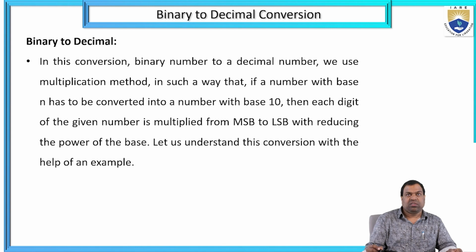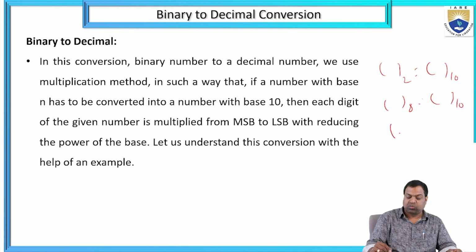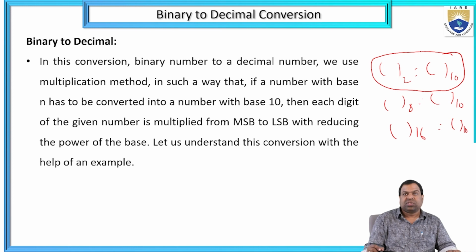There are so many possibilities for decimal conversion. First I am taking binary to decimal. We also have the octal possibility and the hexa possibility, but first we take binary to decimal. In this conversion, binary number to a decimal number, we use the multiplication method in such a way that if a number with base n has to be converted into a number with base 10, then each digit of the given number is multiplied from MSB to LSB with reducing power of the base.